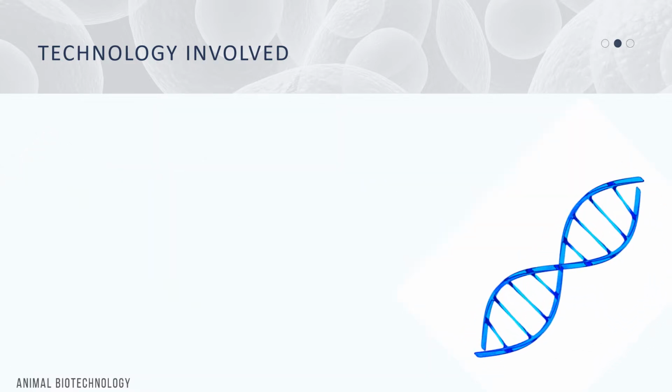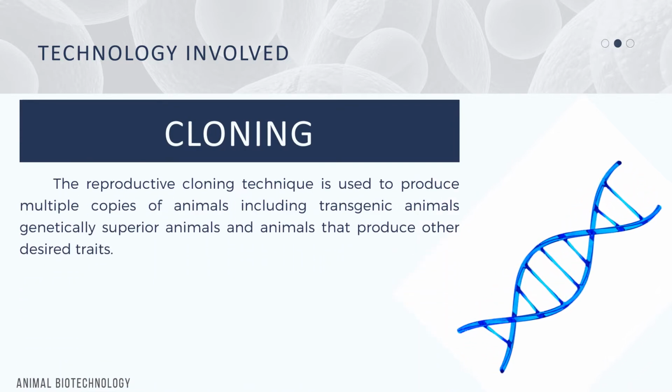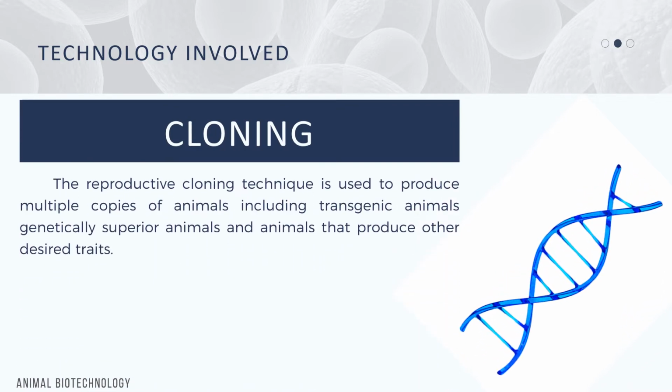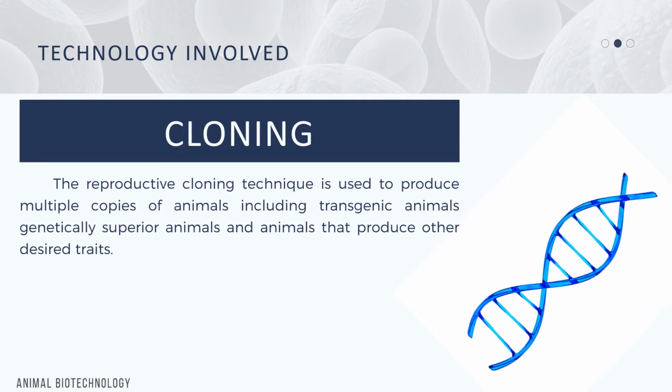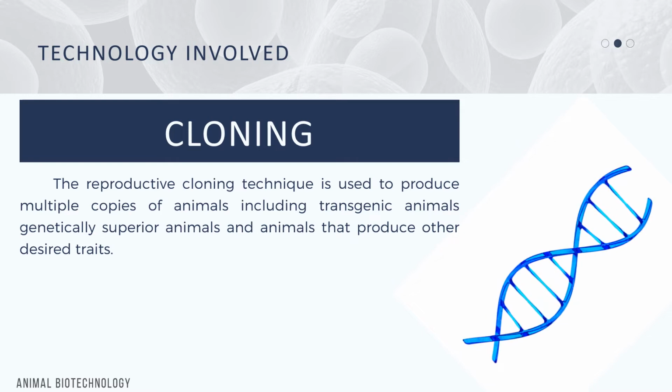The next technology involved is cloning. The reproductive cloning technique is used to produce multiple copies of animals, including transgenic animals, genetically superior animals, and animals that produce other desired traits.